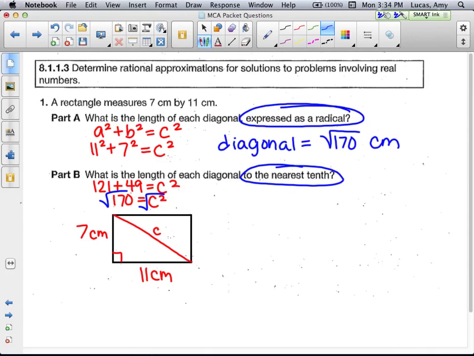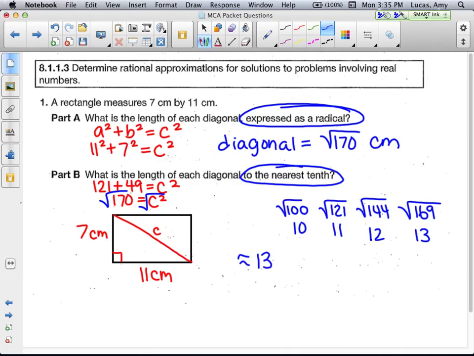Or if this was a question where you could not use a calculator, you would want to approximate that square root. So you would want to think about what perfect squares it's in between. We know that the square root of 100 is 10, 121 is 11, 144 is 12. What you may not remember is that 169 is 13, so it's just a tiny bit higher than that. So my approximation is that it's probably about 13.1 centimeters.